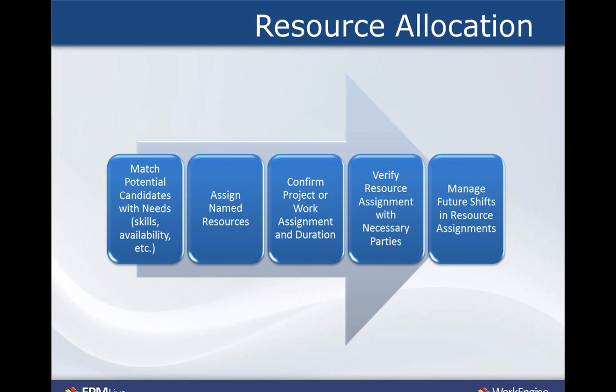You then would confirm the project or work assignment and duration. You can then verify the resource assignment with necessary parties, for example, a project manager requesting a resource and then verifying with the functional manager that owns that resource that the resource is actually available and can be allocated to that project or effort. And then really manage future shifts in resource assignments on an ongoing basis. As work shifts around, sometimes the time phasing and over-allocations may occur just by the nature of work shifting, so it's something that you would monitor and maintain over time.